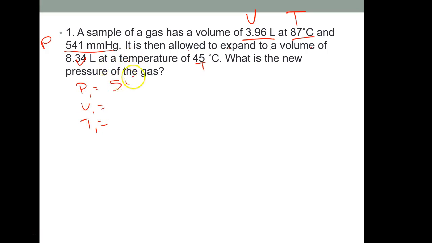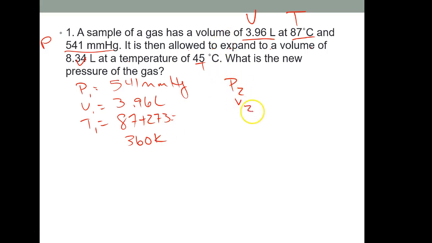So the pressure is 541 millimeters of mercury. Volume is 3.96 liters. Temperature is 87. And again, immediately, do yourself a favor and just automatically, if it's not in Kelvin, add that 273 on before you forget. Under P2, V2, and T2, the new pressure is what we're looking for. The new volume is 8.34 liters, and the new temperature is 45, and again, add 273, and you get 318 Kelvin.